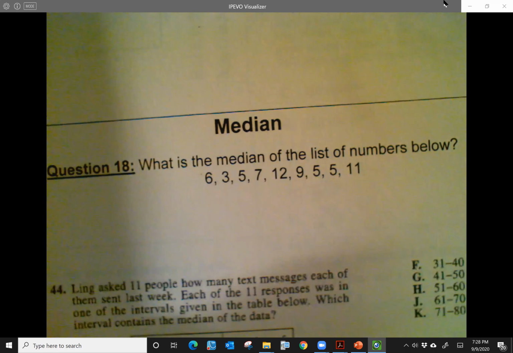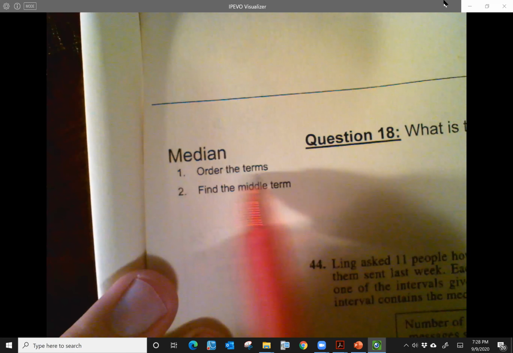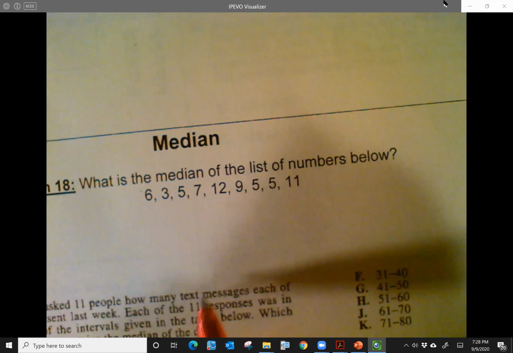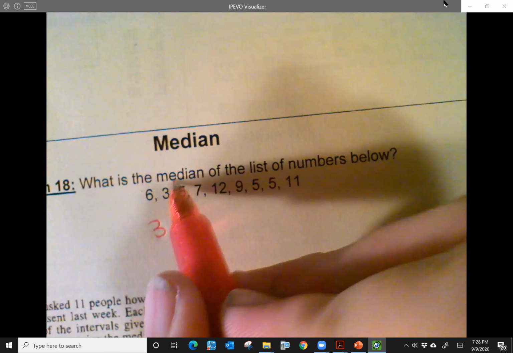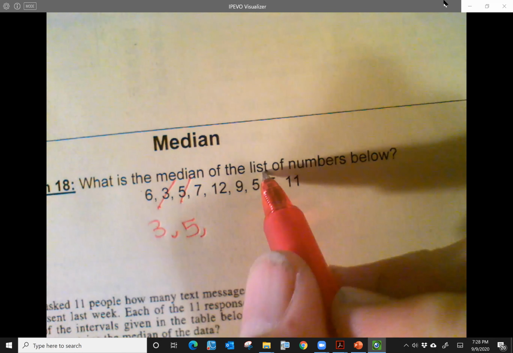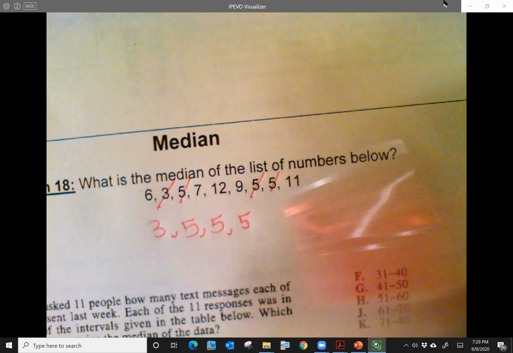Okay, now here's the next bit of stats, the median, right? Remember, the median is the middle number, but you've got to make sure the terms are in order. So we need to put these numbers in order. And what I do is, as I write them in order, I kind of cross them off as I go, that way I don't miss anything, because that's so easy to do on this.